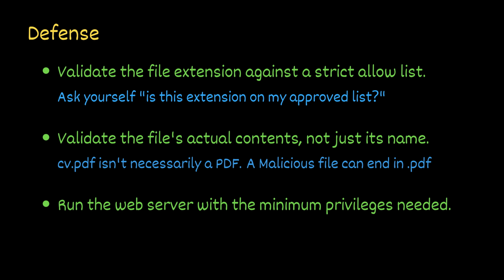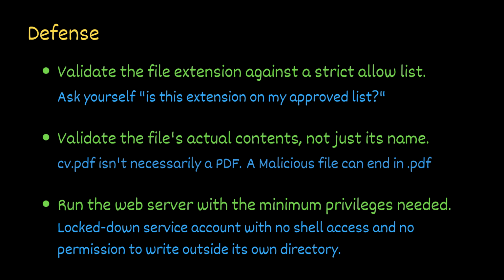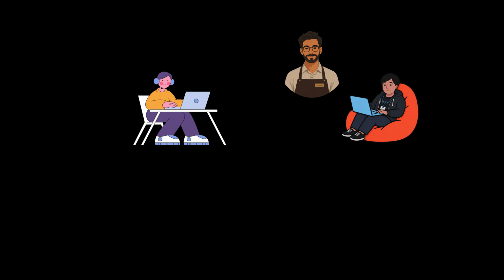Run the web server with the minimum privileges needed. If the web server runs as a locked-down service account with no shell access and no permission to write outside its own directory, the damage from a successful file upload attack is dramatically contained. Kim might still be able to read some files, but he can't pivot to the rest of the system. Defense in depth matters. That's it for today.